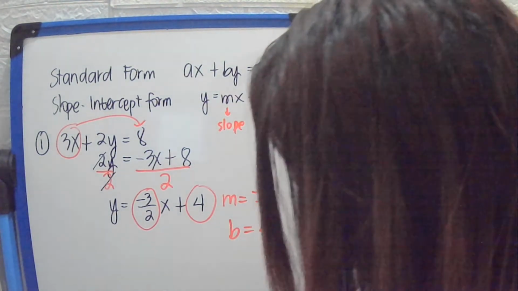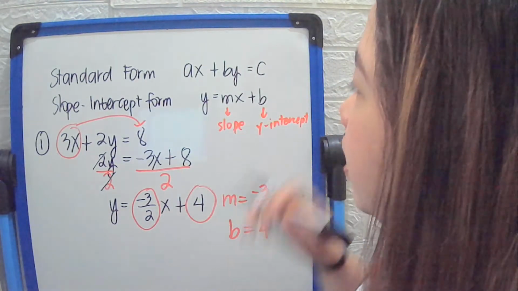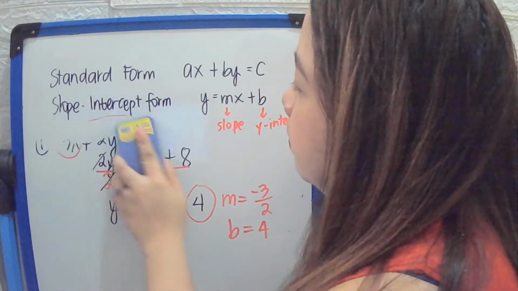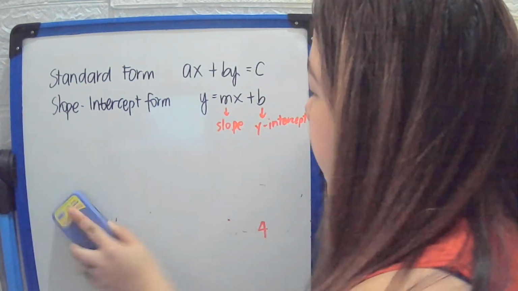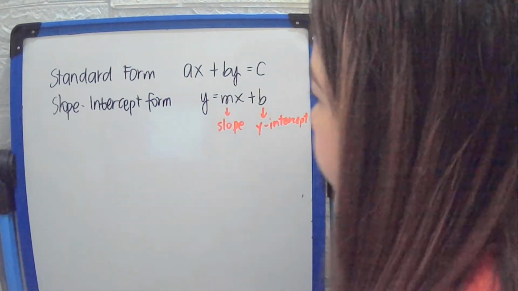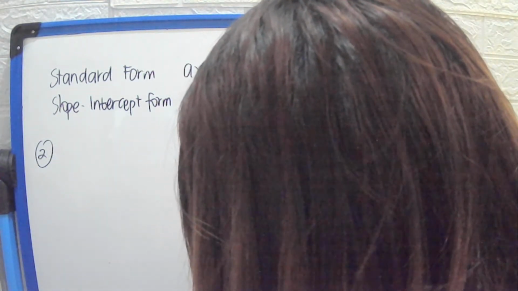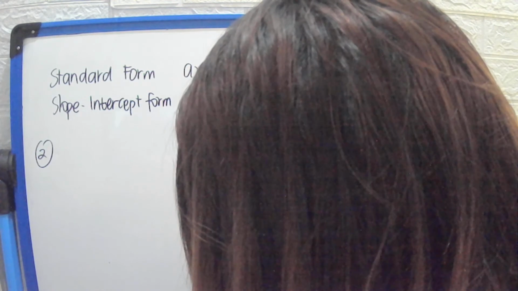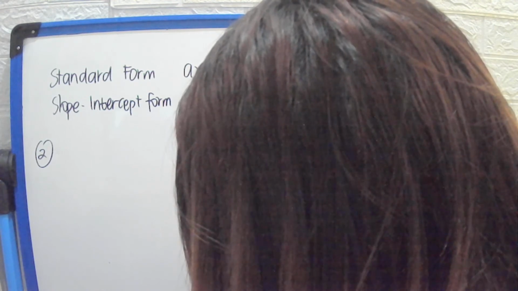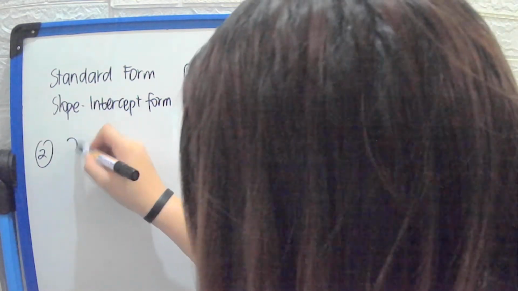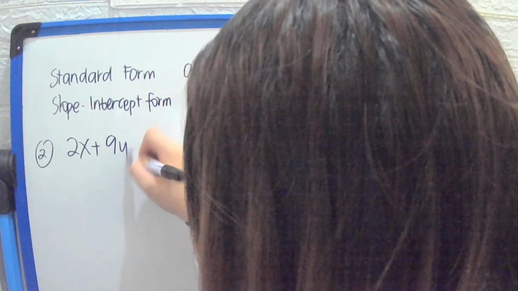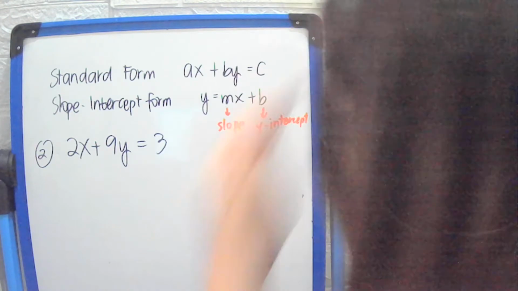Okay. Next, let us have more examples. Or another example rather. In identifying the slope and the y-intercept. Okay, so let us have 2x plus 9y is equal to 3.